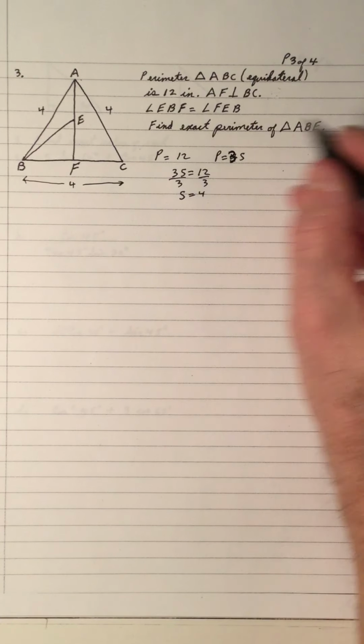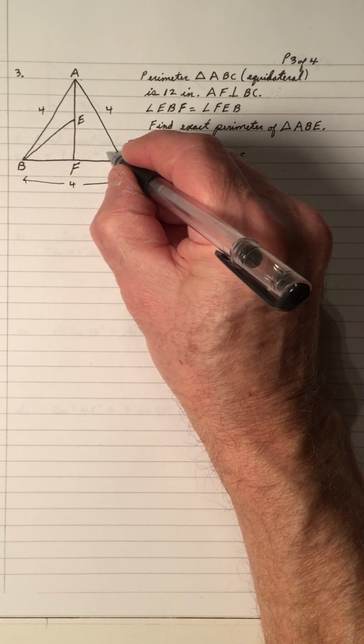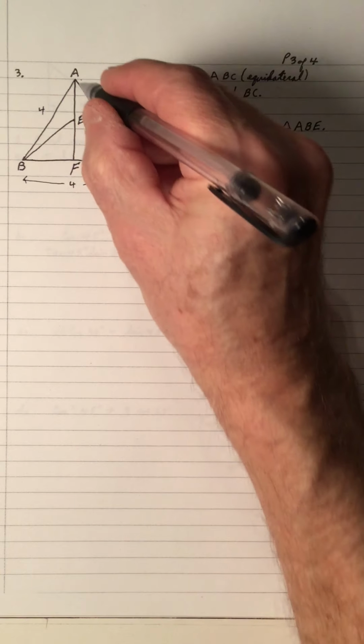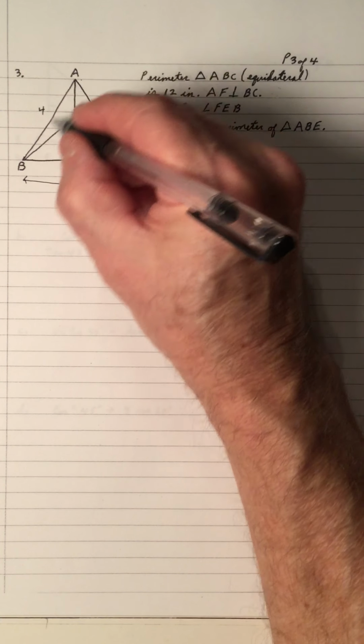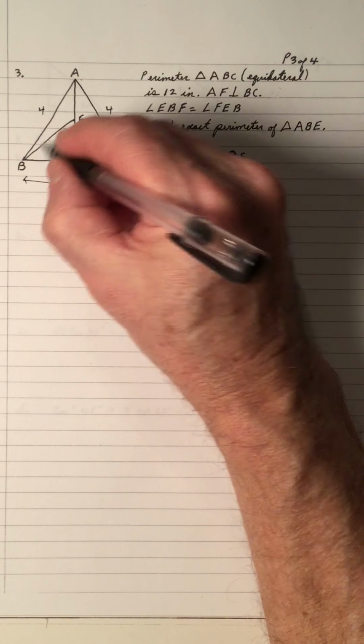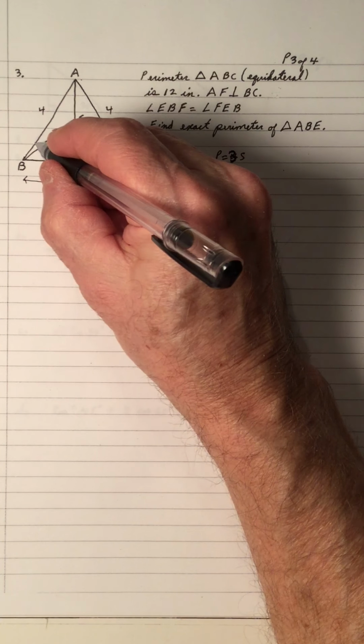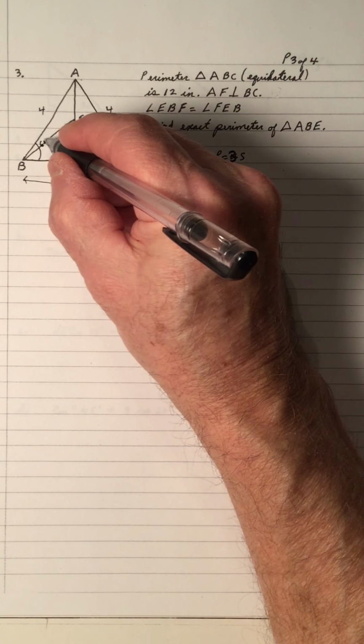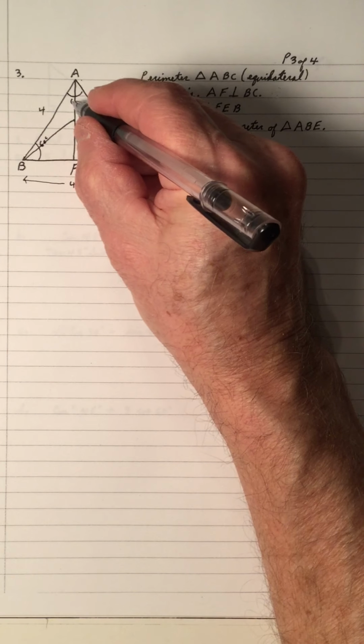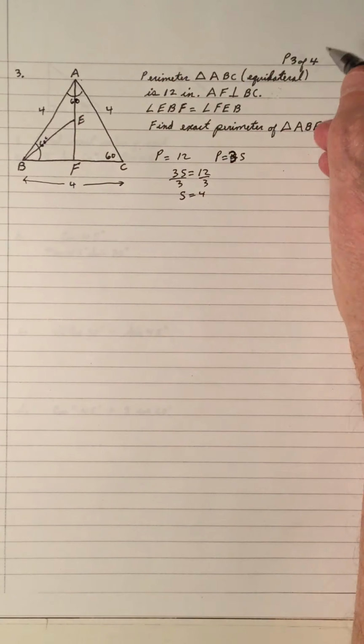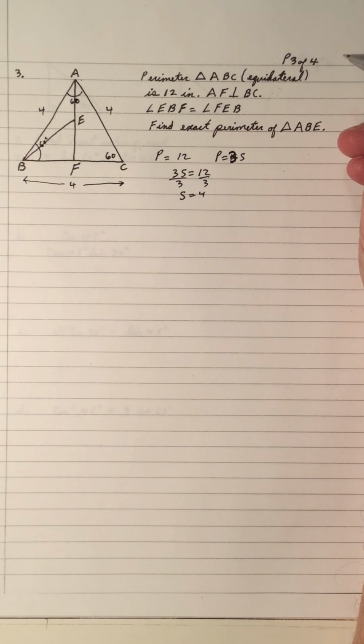Okay, and because it's equilateral, that means that this angle is 60. And that means this angle up here is 60. That means that this angle right here is 60. So that's a 60. And this angle is 60. Okay, let's see what else we have.